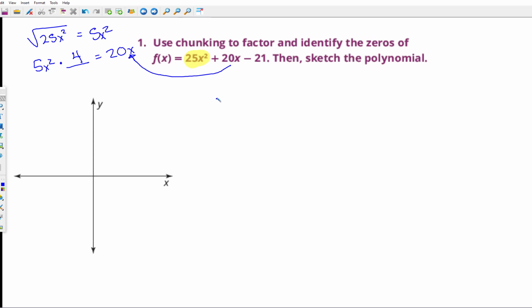So I have smiley face squared plus 4 smiley faces minus 21. And our smiley face was equal to 5x. Oh, that's not x squared, that's just x.